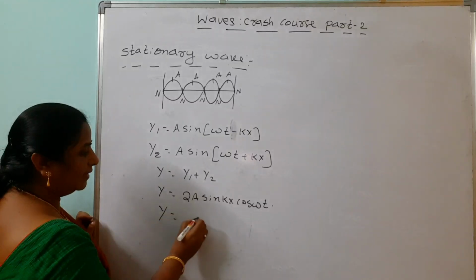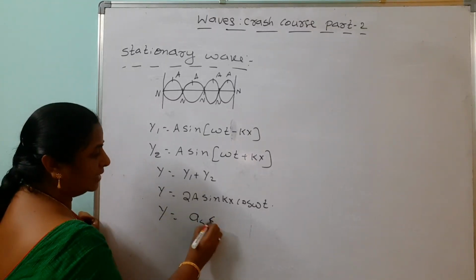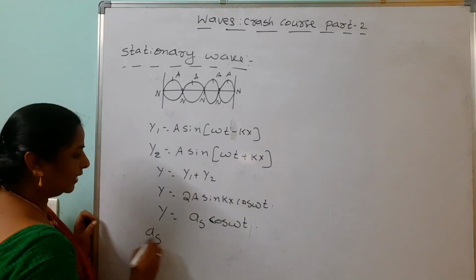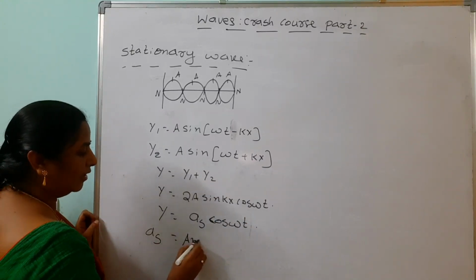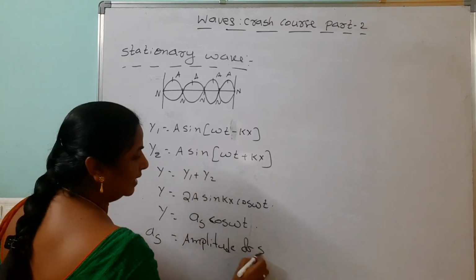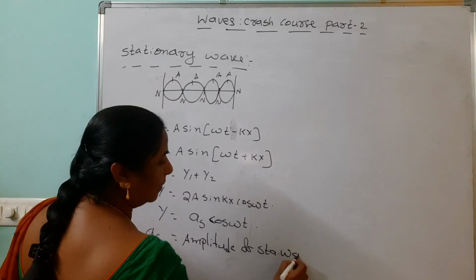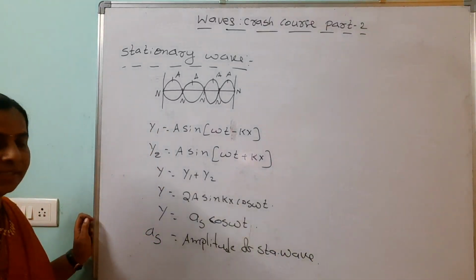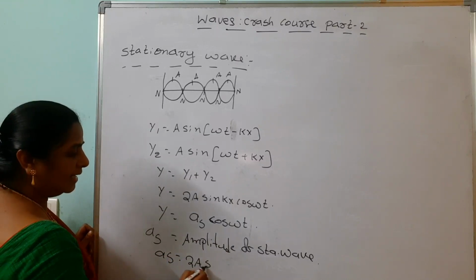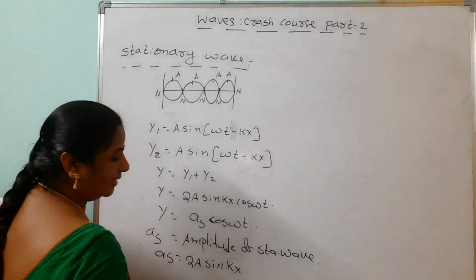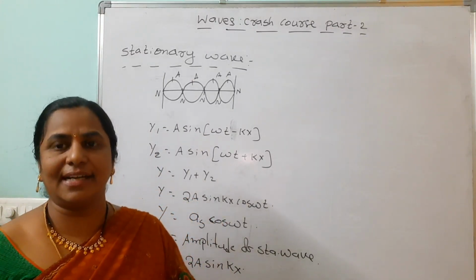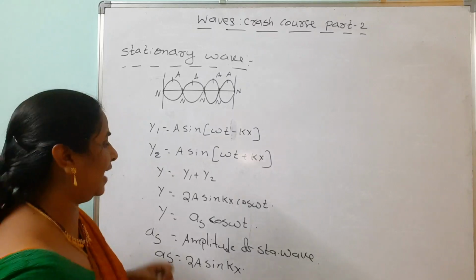Then it is written as cos omega t. What is As here? It is the amplitude of the stationary wave. See, what is the As value? 2a sin kx. Just now I said it gives the alternate nodes and antinodes. Then what is the condition for a node and what is the condition for an antinode?